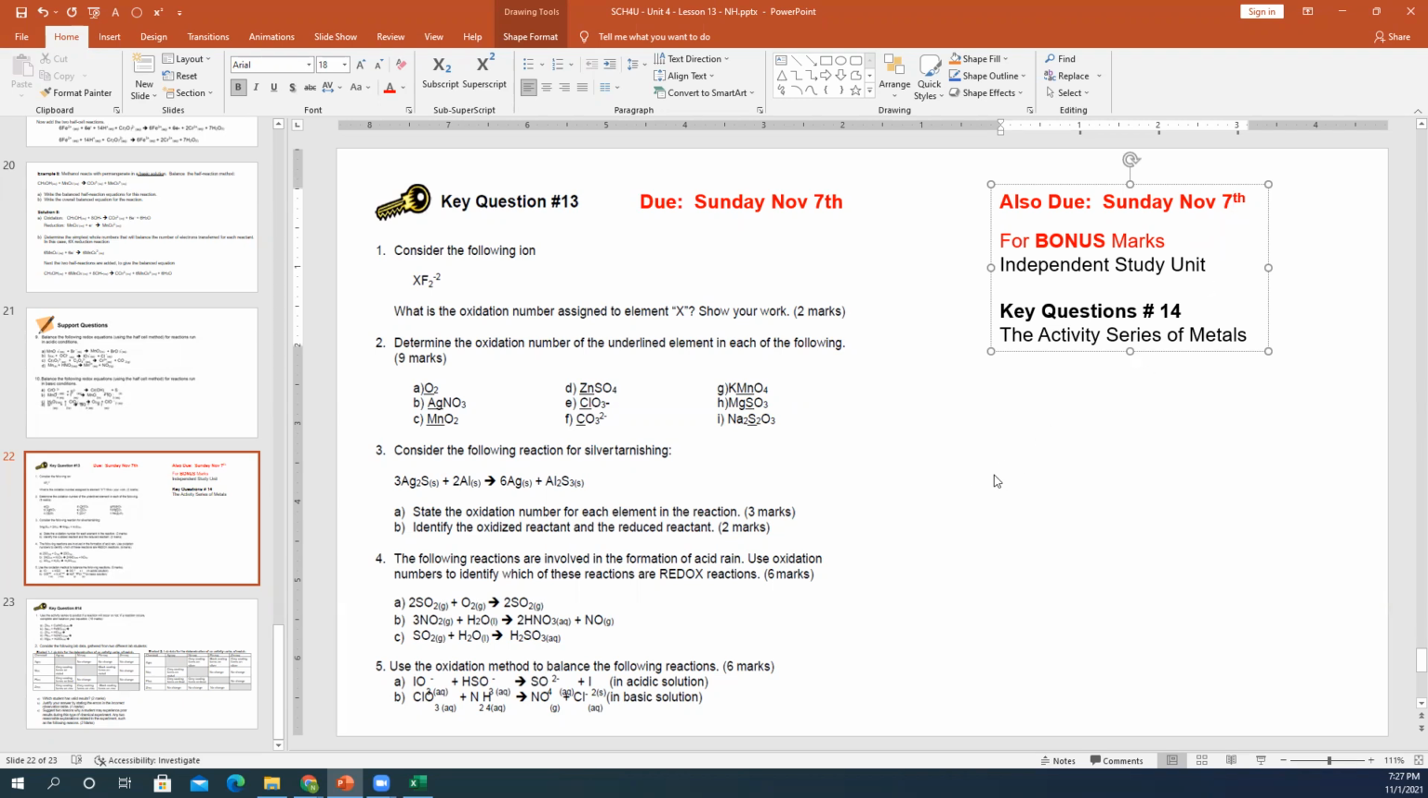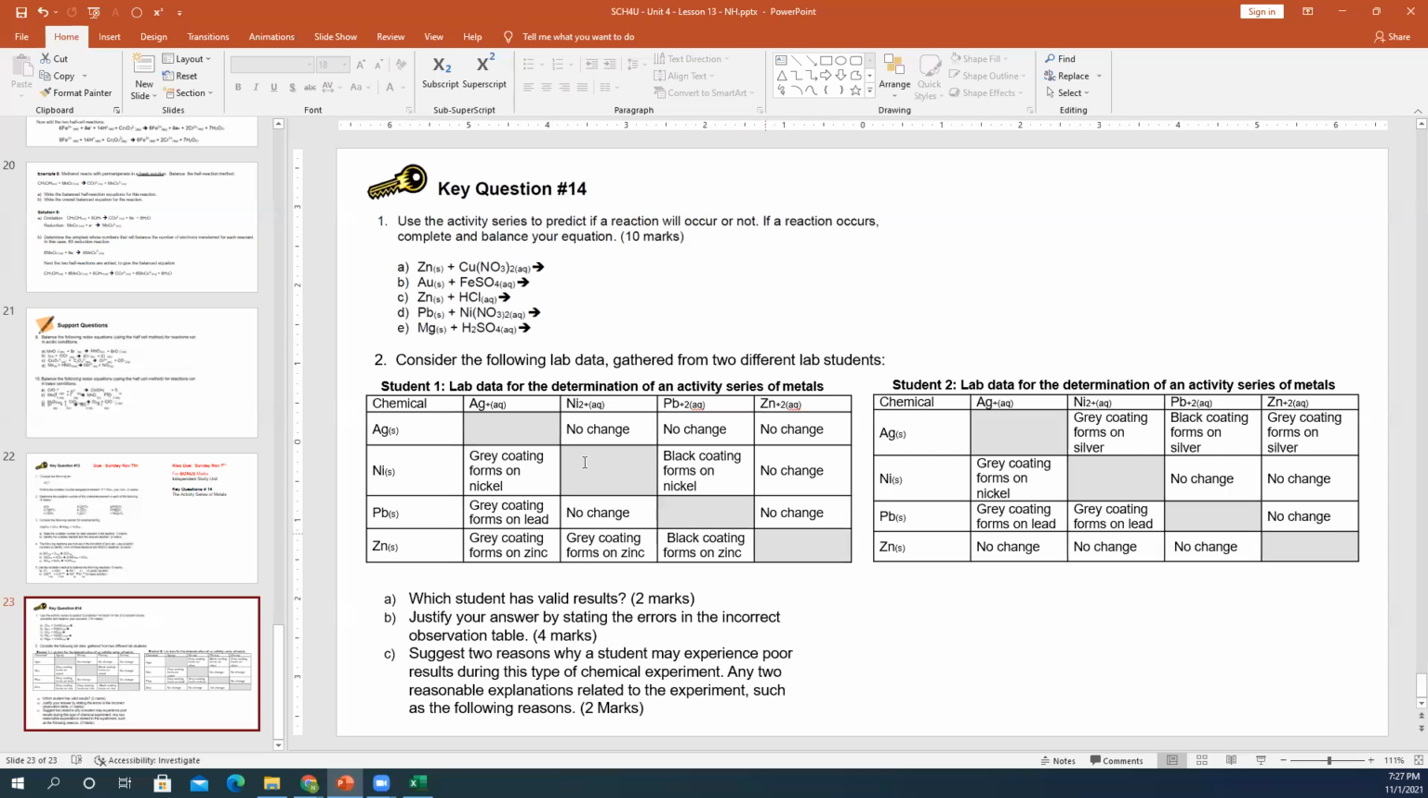Okay, so I urge you guys to do key question number 13 and go ahead and do key question number 14, even though it's a bonus, do it. It's good practice, hand it in, get those bonus marks. Do whatever you can to improve your marks towards the end of the course, okay? We're kind of getting close there. We are in our second last unit for the course.